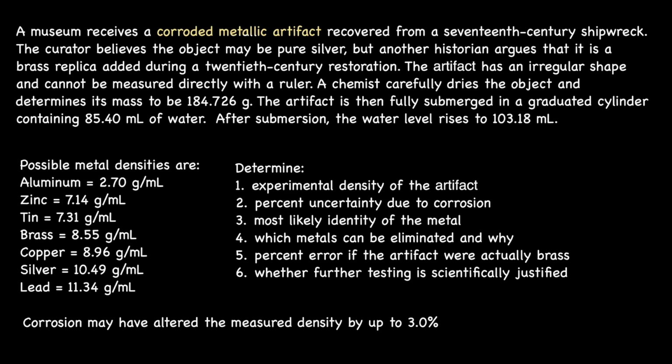We have a corroded metal artifact. The object may be pure silver. Another historian argues it is a brass replica. The artifact has an irregular shape. The mass is 184.726 grams. The graduated cylinder initially contains 85.40 milliliters of water, and after submersion, the water level rises to 103.18 milliliters.